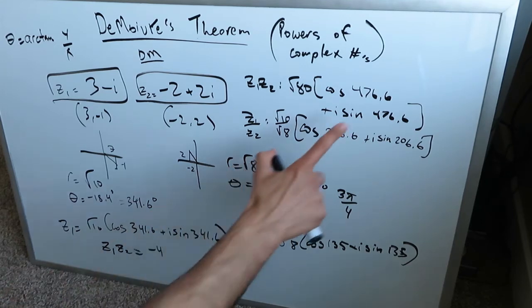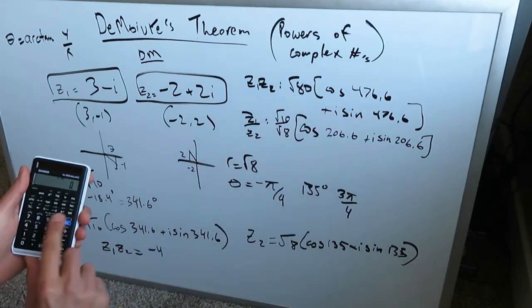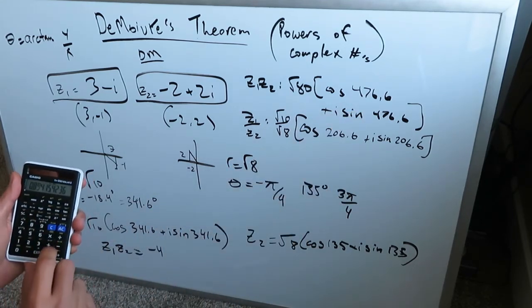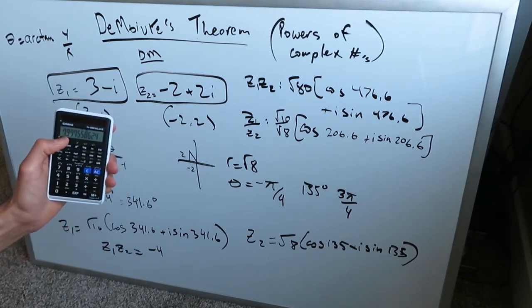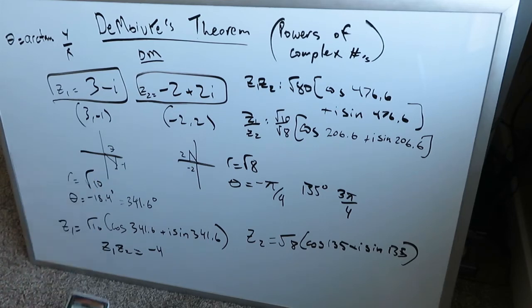Now let's do the second part, the imaginary part. Sine of 476.6, sine it and multiply by my memory recall value, I get 7.99. Remember, due to decimal placements, we're getting very close answers but not exact, but we can always round up. I'm getting a plus 8i. I'm getting a minus 4 plus 8i. That's my z1 times z2, minus 4 plus 8i.